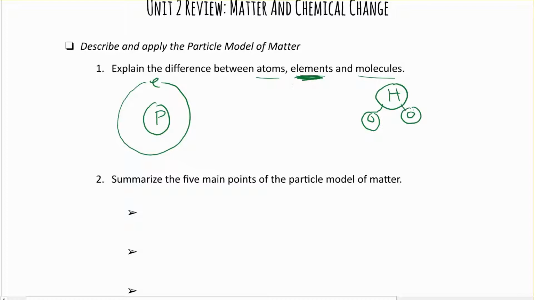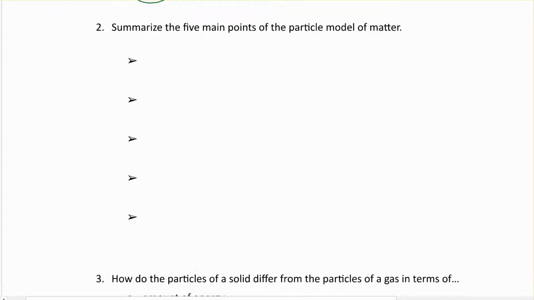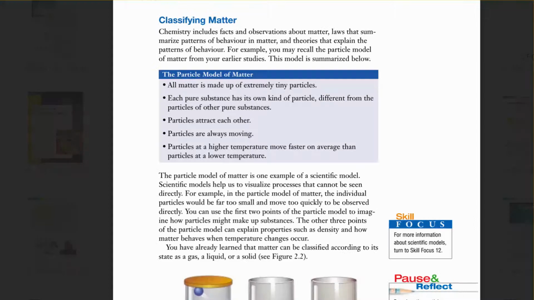Okay, so hopefully that's clear. Number two here says summarize the 5 main points of the particle model of matter. So, the particle model of matter: all matter is made up of extremely tiny particles. That makes sense, right? They're very, very small. There's literally trillions of atoms in just your finger. It's mind blowing how small these really are, right?